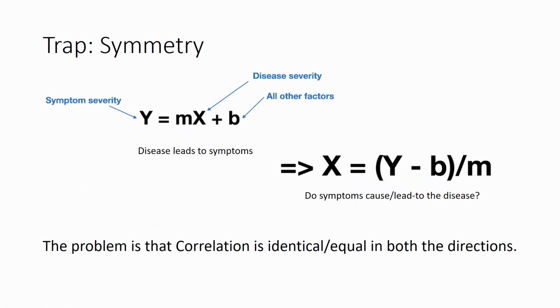There is also a problem of symmetry. If this is the equation between symptoms and diseases, and we say that disease leads to symptoms, we can invert the equation. But can we then say that symptoms lead to diseases? The reason this problem arises is because correlation is identical and equal in both directions. And with correlation, you can invert the equation, and since the correlation will remain intact, it feels that the inverse causality is also true, but it is not true.